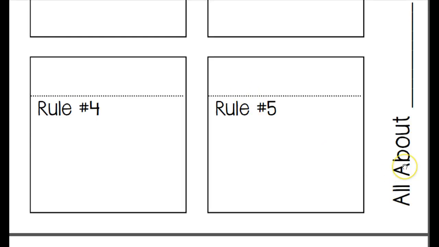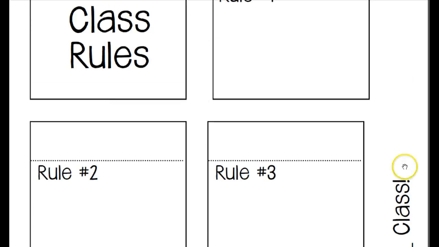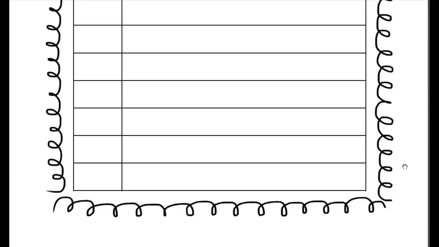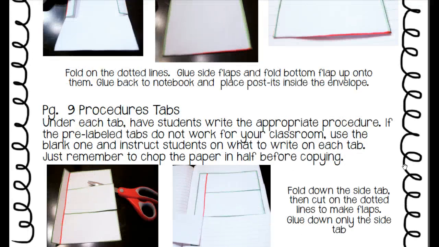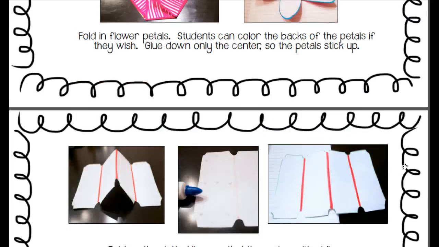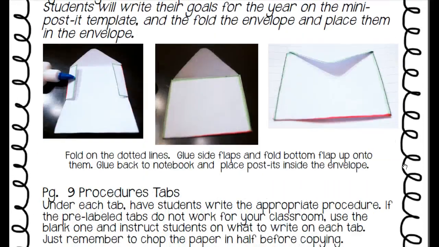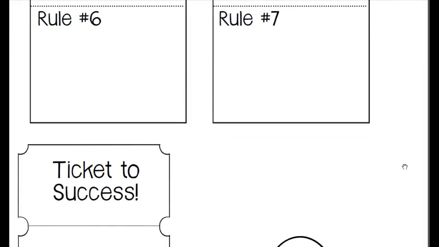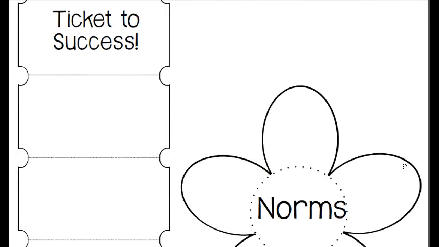The place where you see "all about dash class," you're going to cut that out also and put that aside because we're going to use that later. Alright? So you're going to go ahead and cut that out and put it aside. Now, the next thing you're going to cut out is your tickets for success. You're going to cut this out as a whole. So I'm going to show you how it's going to look once you cut it out.